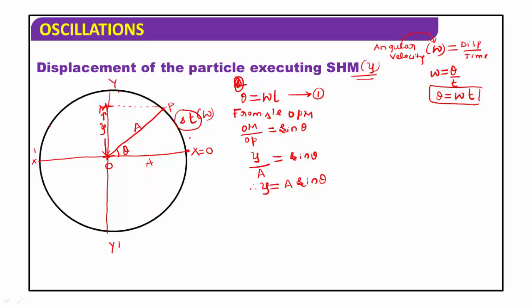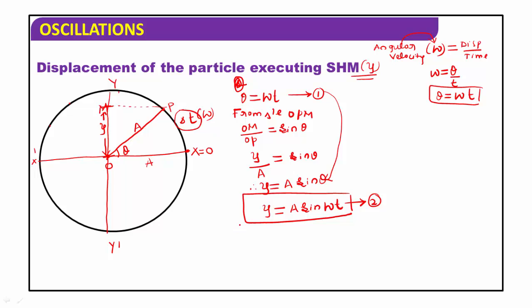Using equation number 1, substitute it in this equation, and we get the displacement of the particle executing simple harmonic motion: y is equal to A sin omega t, where omega is the angular velocity of the particle. This is equation number 2. This equation gives the displacement of the particle when it executes simple harmonic motion.